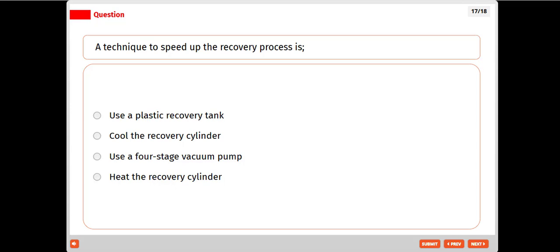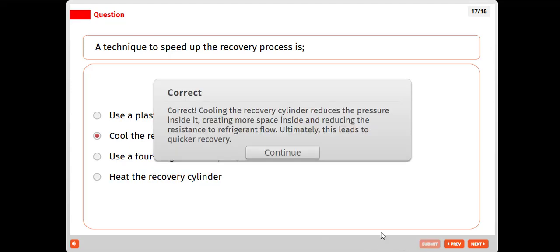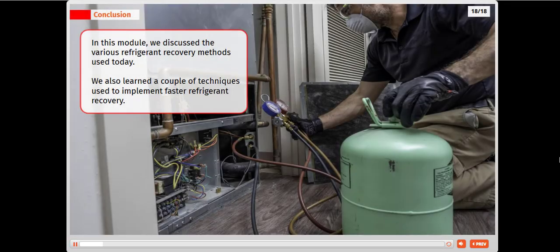A technique to speed up the recovery process is: use a plastic recovery tank, cool the recovery cylinder, use a 4-stage vacuum pump, or heat the recovery cylinder? Yeah, to speed up the recovery, we need to cool. In this module, we discussed the various refrigerant recovery methods used today. We also learned a couple of techniques used to implement faster refrigerant recovery.